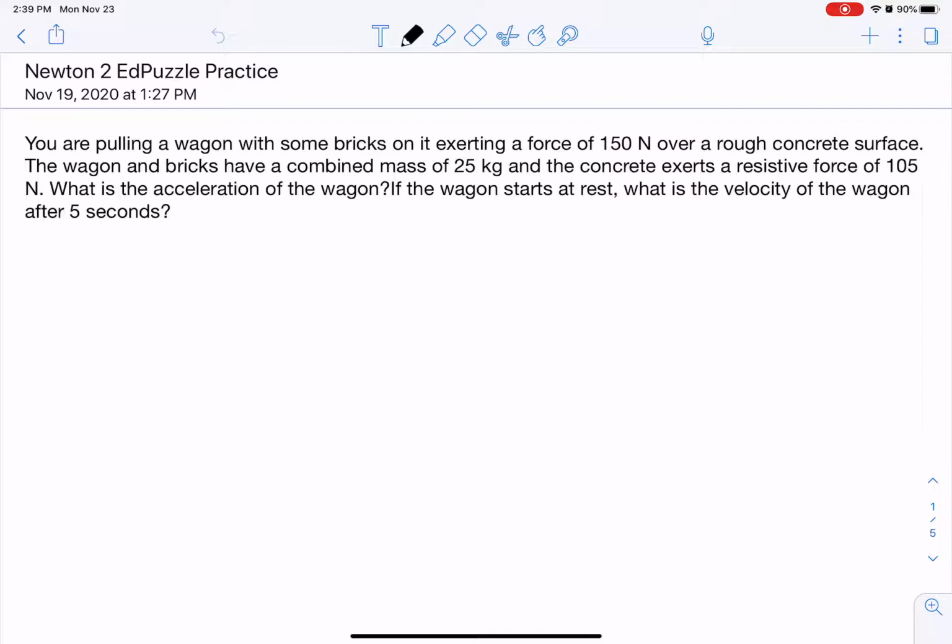You are pulling a wagon with some bricks in it, exerting a force of 150 newtons over a rough concrete surface. The wagon and the bricks have a combined mass of 25 kilograms, and the concrete exerts a resistive force of 105 newtons. What is the acceleration of the wagon? If the wagon starts at rest, what is the velocity of the wagon after 5 seconds? Let's start by drawing a sketch of the situation.